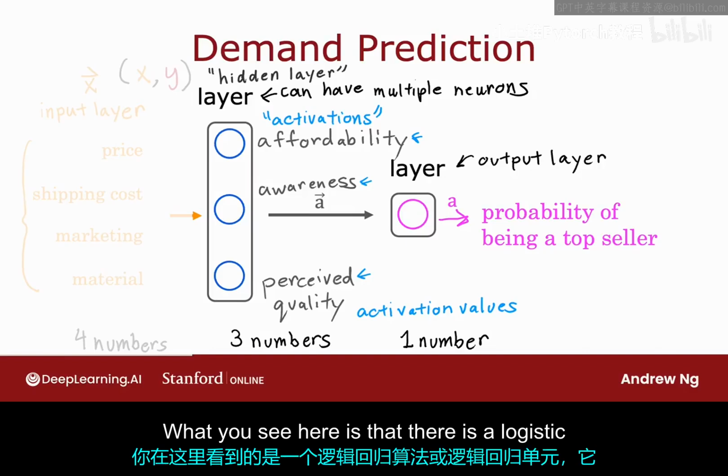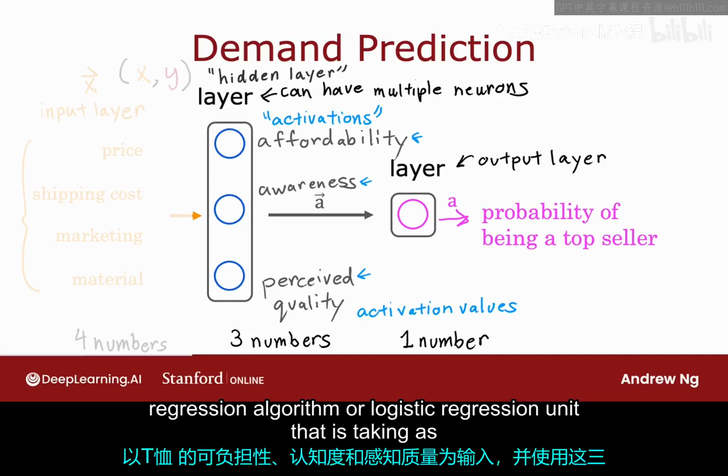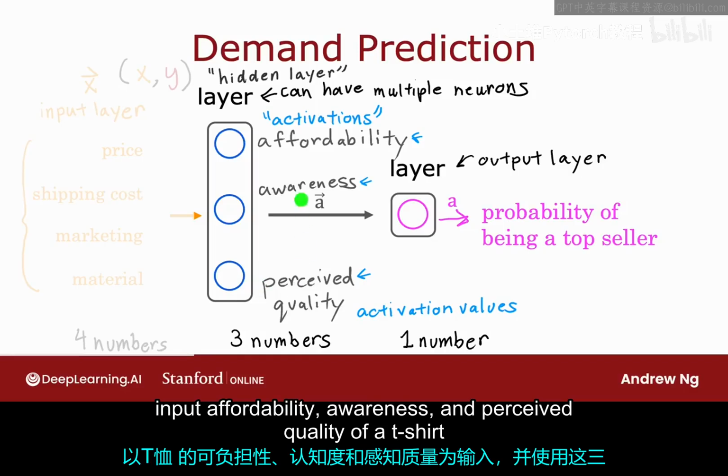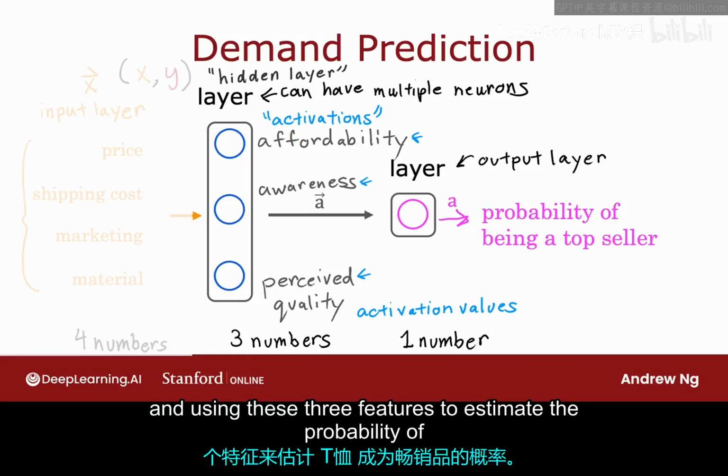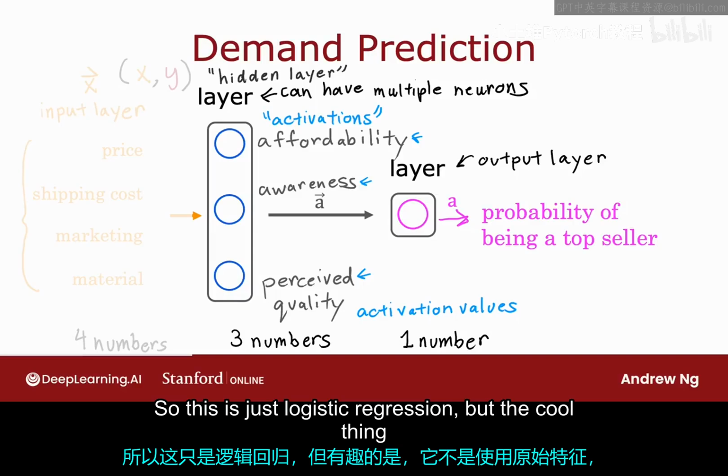What you see here is a logistic regression algorithm, or logistic regression unit, that is taking as input affordability, awareness, and perceived quality of a t-shirt, and using these three features to estimate the probability of the t-shirt being a top seller. So this is just logistic regression.